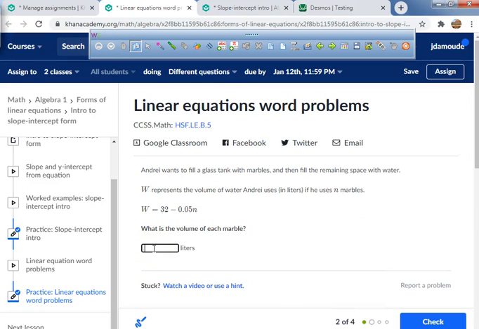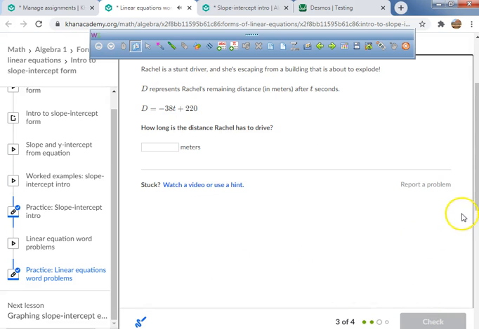And the y-intercept would be 32, but each marble is 0.05. All right, let's take a look at the next one.